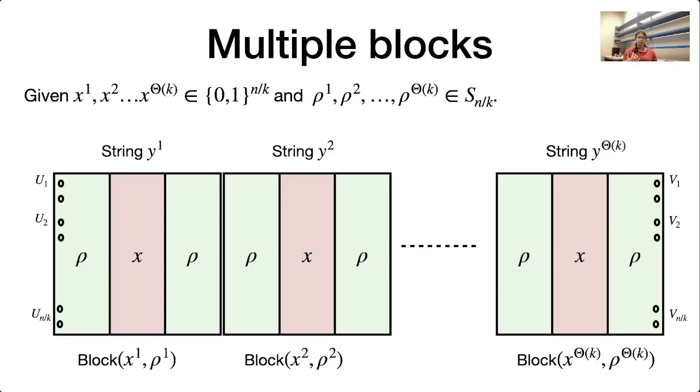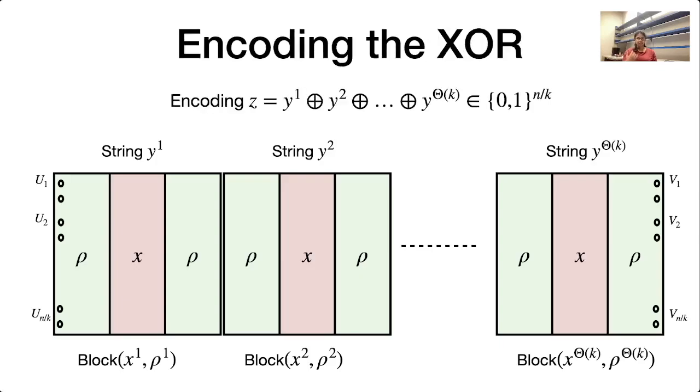And here we're only going to focus on the leftmost group of this first leftmost block and the last group of this last block and see the connections between them. The effect is going to be that the connections between u1 v1, u2 v2 and so on till un over k and vn over k is going to store another string z for us, which is just the XOR of all these different y's which the blocks themselves store.